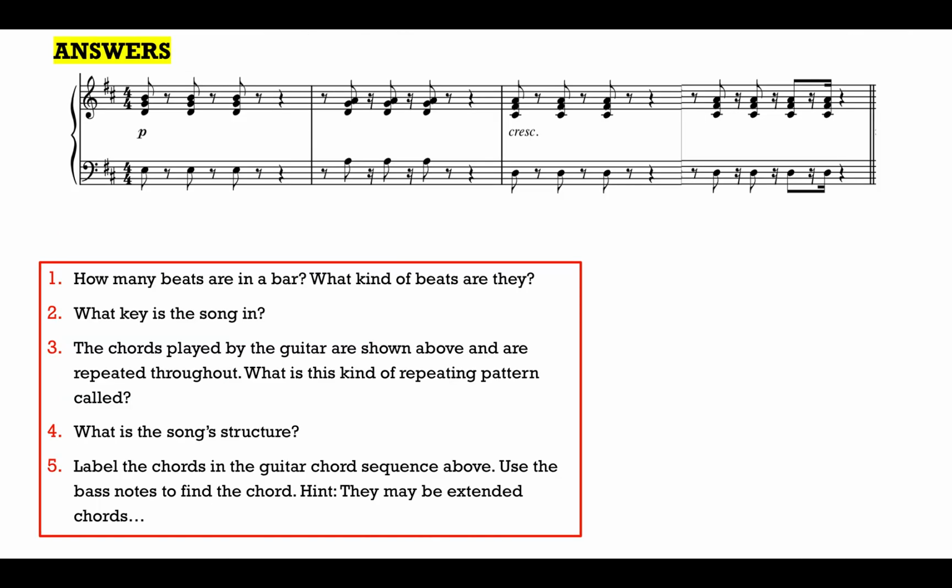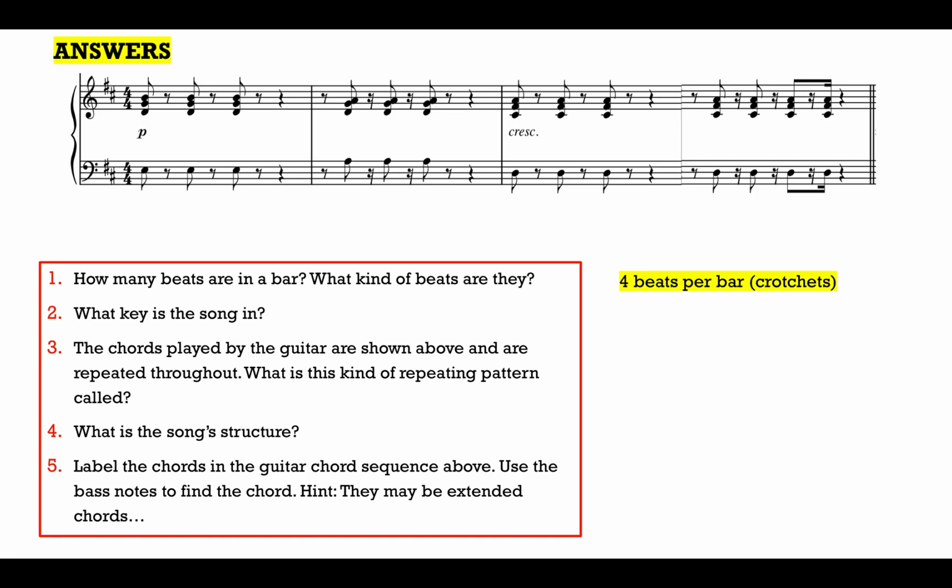So how many beats are in a bar? And there's a little clue in the music here. Hopefully you heard when you were listening to the song that there are 4 beats per bar, and you can see from the music here that they're crotchets because there's 1, 2, 3, 4, 1, 2, 3, 4, etc. and they're called crotchets.